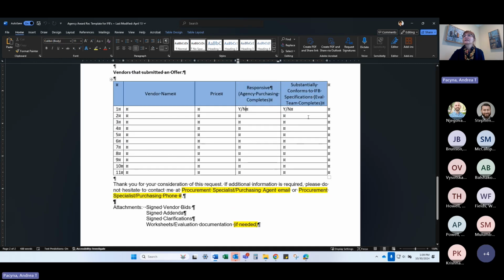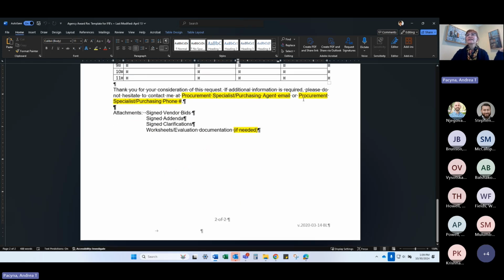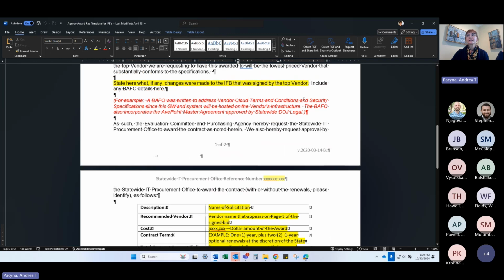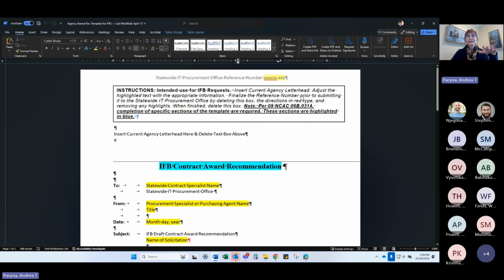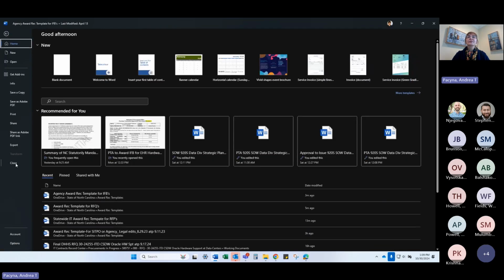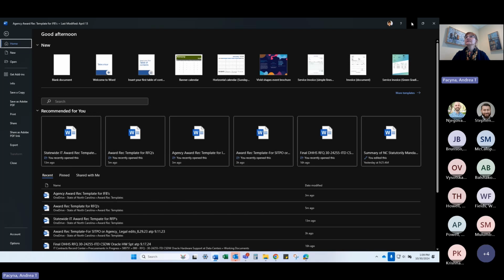And yes. Okay, and there is typically, for an IFB, an eval team, because they do have to confirm that it substantially conforms to the specs, and then they look at price. So, okay, this is it for an IFB. Super simple, right? Two pages. Easy, and once they fill that out, it makes your life easier for completing your PTA to award for an IFB. So I'm going to close out of there.